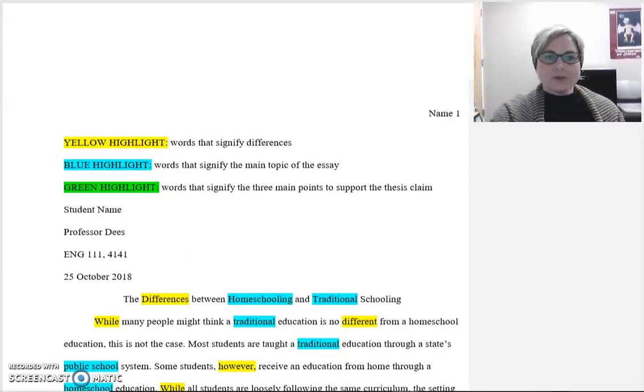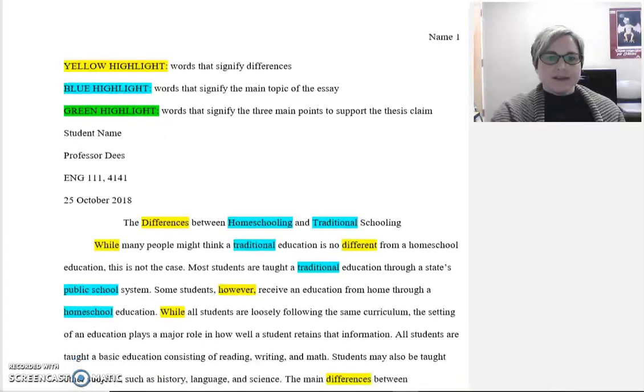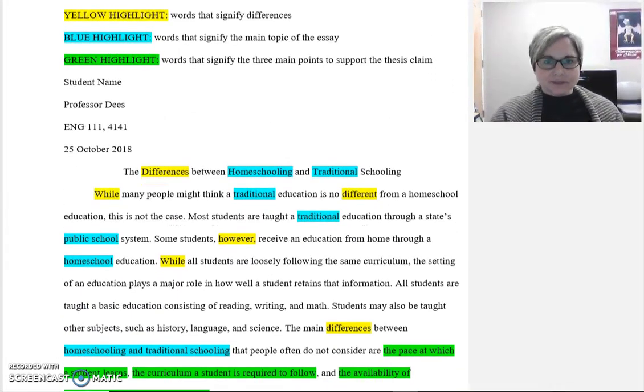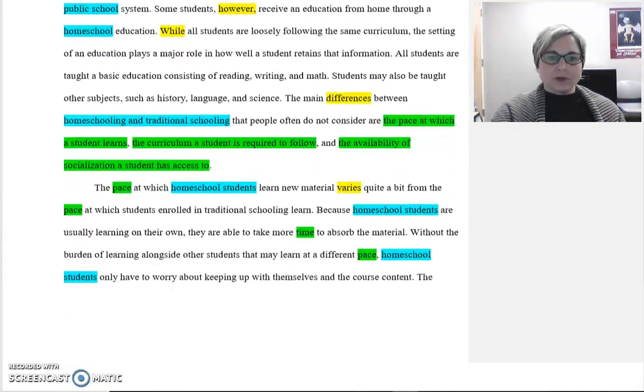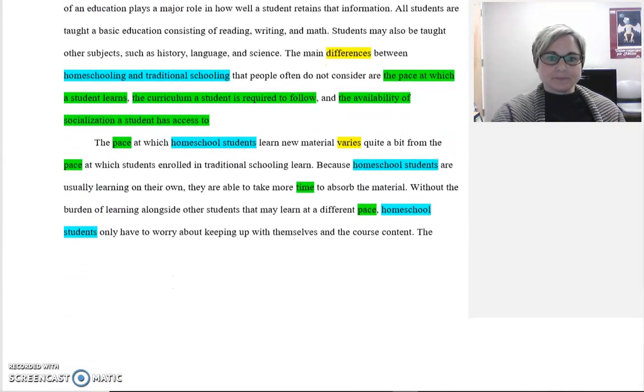Then you'll notice the blue highlighted words are words that signify the main idea of the essay. This essay is looking at the differences between homeschooling and traditional schooling. So you'll see a lot of repeated words to reinforce that this is the topic of the essay. So we'll see traditional, public school, homeschool, and then as we move through the paper, you'll continue to see blue highlighted words to reinforce the topic.